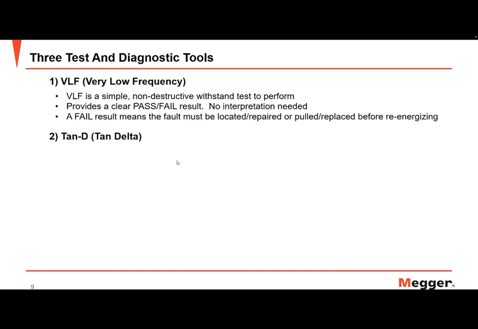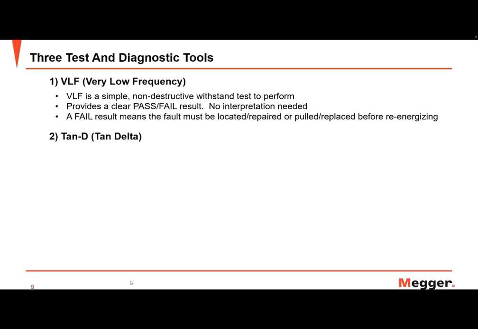The first is VLF, or very low frequency. VLF is a simple, non-destructive withstand test that can be performed. So similar to a high pot, only performed at 0.1 hertz and non-destructive. And the beauty of this test is it provides a very clear pass or fail result where there's not any need for interpretation. What I mean is if you perform a VLF test and you pass, you apply your VLF withstand for 30 or 60 minutes, and if you pass, you have no failure. Right? So it's very clear.